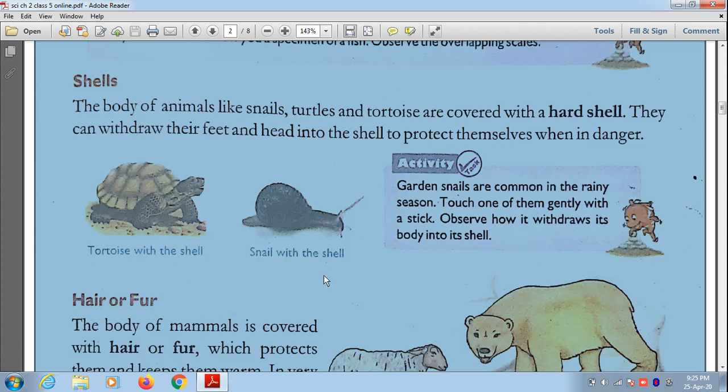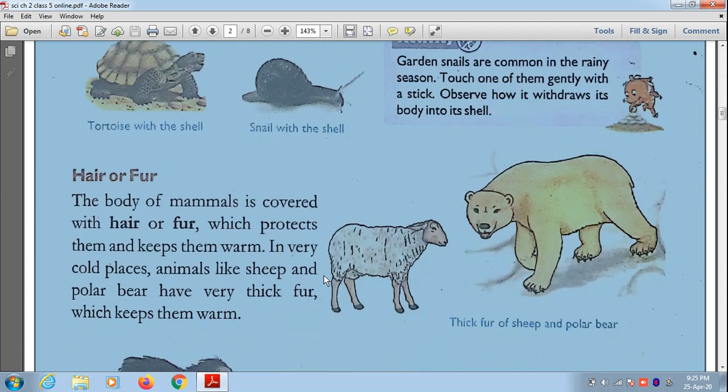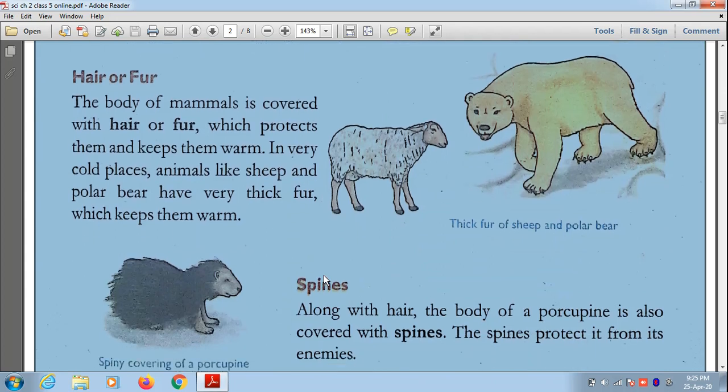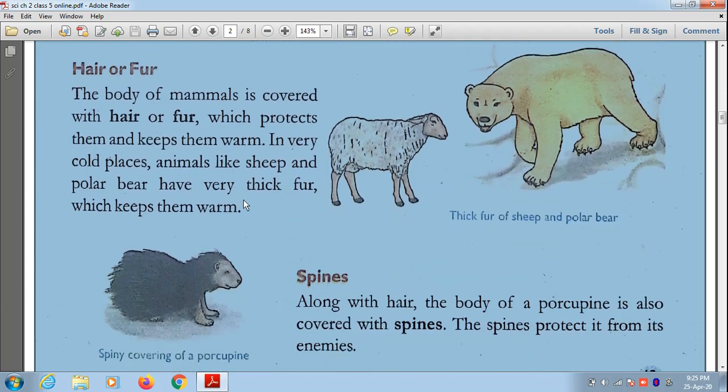Third type of the body covering which we are going to study here is fur or the hairs, which are usually present on the body of the mammals. Mammals are the organisms that give birth to their young ones. So here you can see the polar bear bearing hairs, right? And these hairs, they are thick. The hairs of the sheep, they are thick, right? So polar bears have thick fur which keeps them warm in the extreme cold climatic conditions.